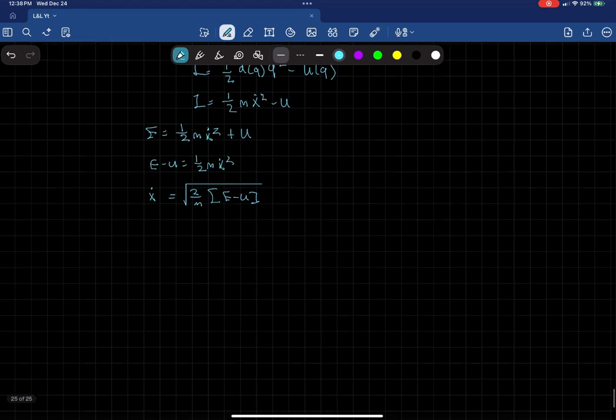And from here, we can notice that it is a first order differential equation if we write it as dx over dt equals the square root of 2 over m times (E minus U). We can use the method of separation of variables to get dx over the square root of 2 over m times (E minus U) is equal to dt.